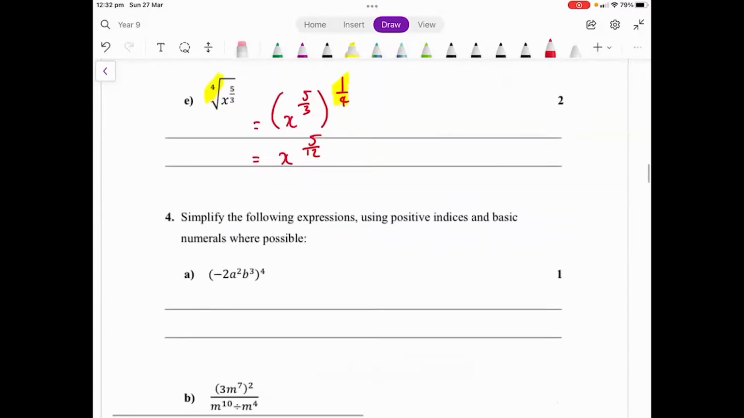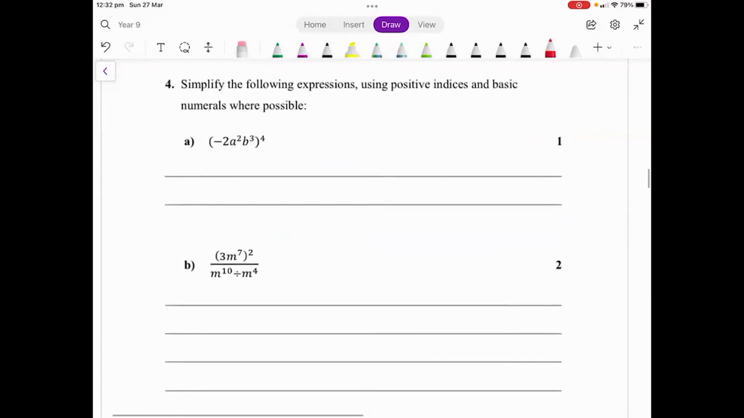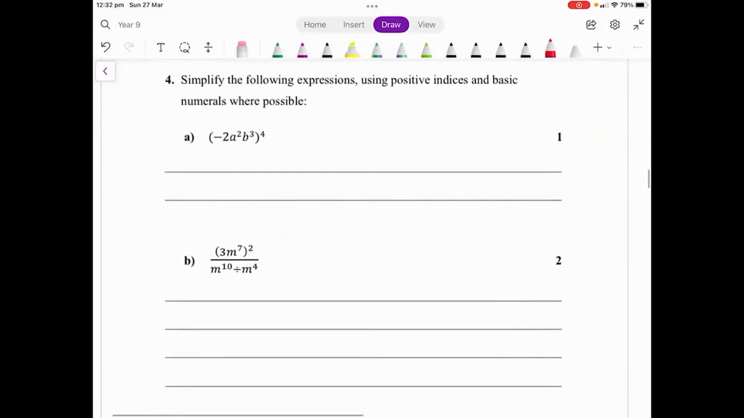Question 4, we need to expand these brackets, so we need to raise everything to the power of 4. When you're raising minus 2 to the power of 4, you must put that minus 2 in brackets. If you don't put it in brackets, it will give you negative 16 instead of positive 16. A becomes to the power of 8 because 2 times 4 is 8, and B becomes to the power of 12 because 3 times 4 is 12. Simplifying negative 2 all to the power of 4 gives us 16, a to the power of 8, b to the power of 12.